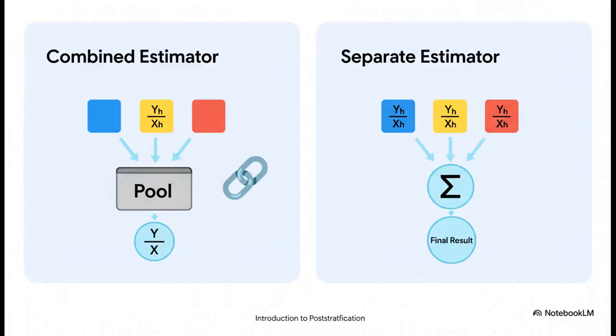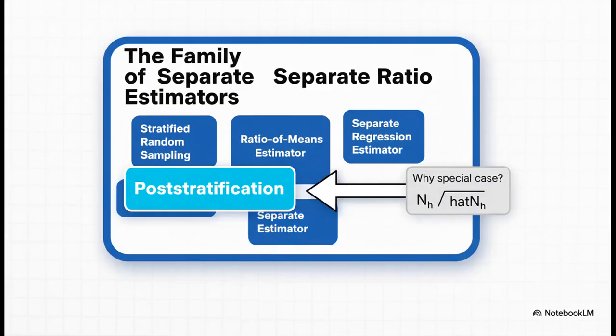When you're working with stratified data, you basically have two choices for ratio estimation. The combined estimator mushes all your strata together first and calculates one single overall ratio. The separate estimator is a bit more nuanced. It calculates a specific ratio for each stratum first and then combines those results. And here's the big connection. Post-stratification is really just a special case of the separate ratio estimator.